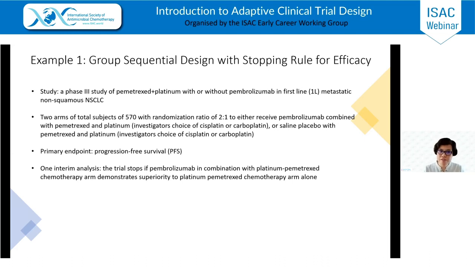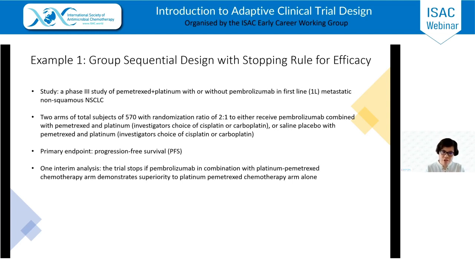So this is a phase 3 study, and they have 2 arms. This is predetermined, a 2-to-1 ratio. One arm has the immunotherapy combined with chemo, and the other is just chemo itself. The primary endpoint is a typical primary endpoint for oncology: progression-free survival.